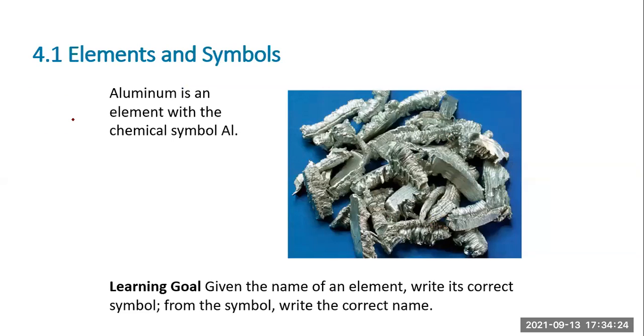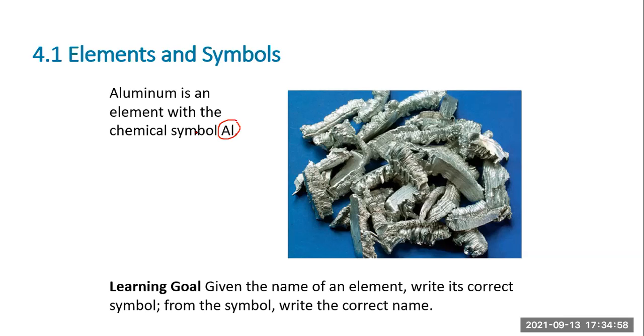Now, when we talk about elements, they are represented by symbols. And when we write symbols, there's a couple of ways that we go about writing correct symbols. This is one example here for aluminum. Symbols are typically either one-letter symbols or two-letter symbols. If they are a one-letter symbol, you typically do capitalize it. If they are two-letter symbols, you capitalize the first letter and not the second.